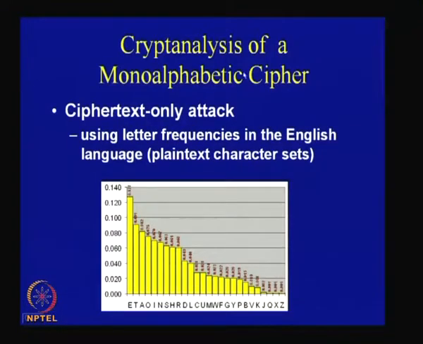This is an example of a cipher text only attack, because you are using only the letter frequencies, having access only to the cipher text. The other information you have is the letter frequencies in the English language, that is, the plain text character sets. You can see that E is the most commonly occurring letter. Similarly, you have T, A, O, I and so on. This is the frequency bar showing the distribution.